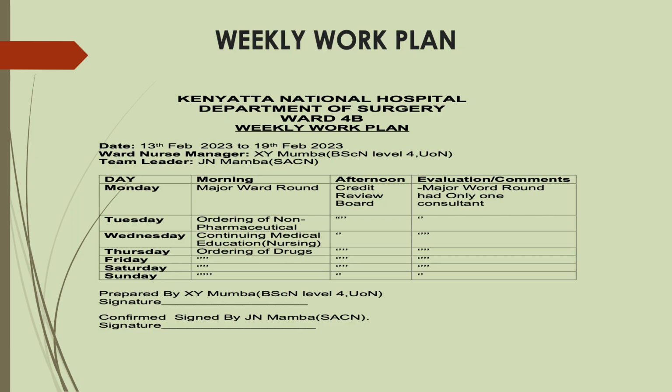Okay, so the weekly plan is more or less the same. We have identification of the work area, and then this is based on major activities which happen within the week from Monday to Sunday, not Monday to Friday, Monday to Sunday. So maybe Monday mornings usually have morning ward rounds, and then in the afternoon, we could be having a credit review board. Remember, evaluation is continuous.